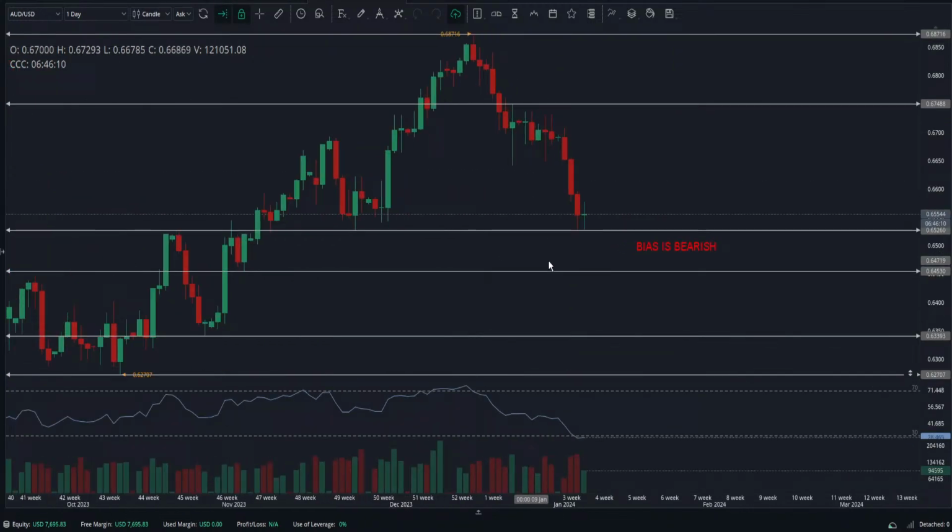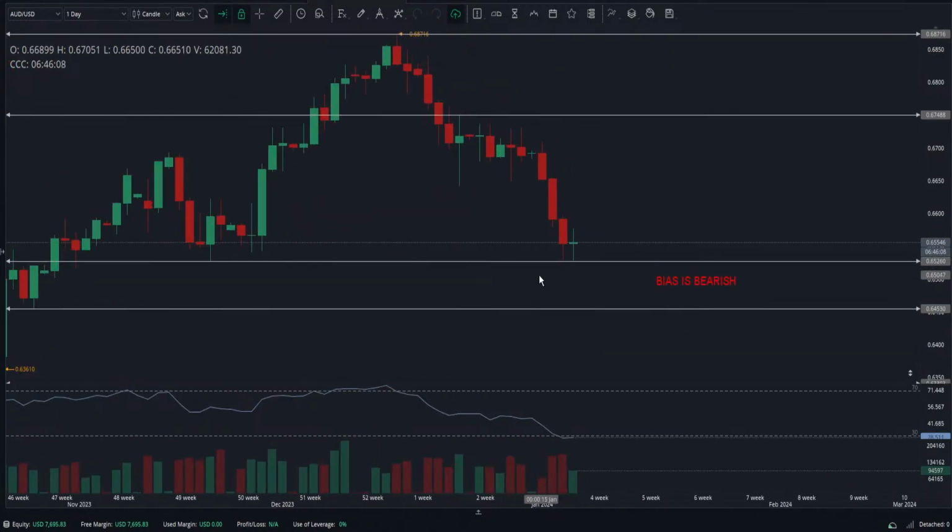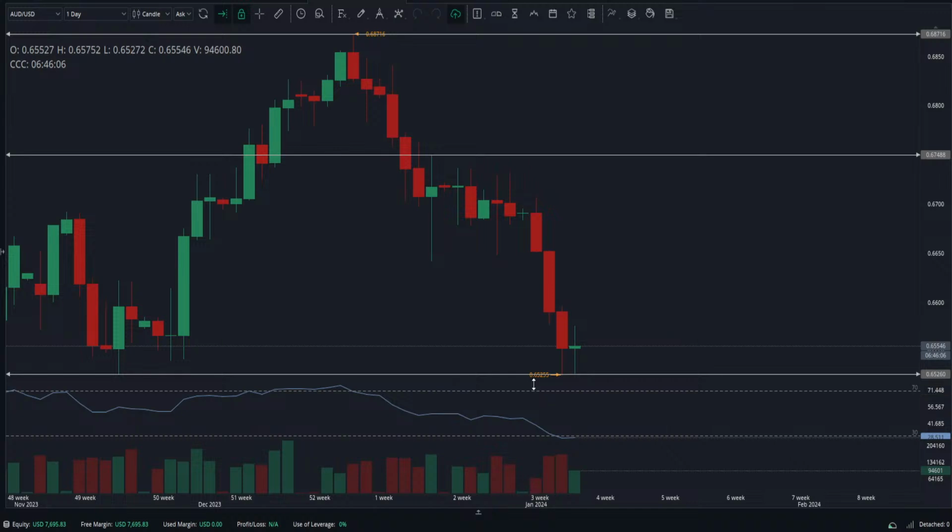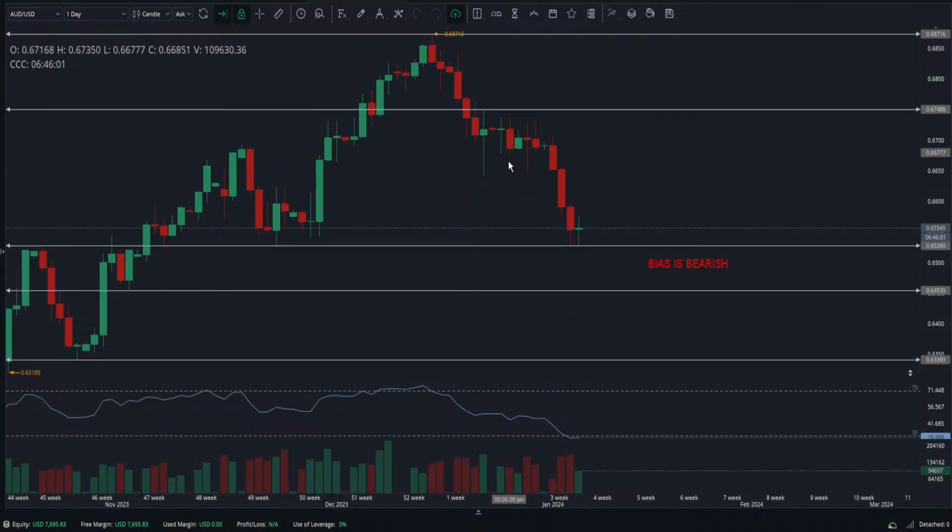What about the Australian dollar? The bias is already bearish. Well, yesterday's low was 0.6525. Okay, this is the lowest low that we have. So yes, the bias is bearish, and it is bearish only.